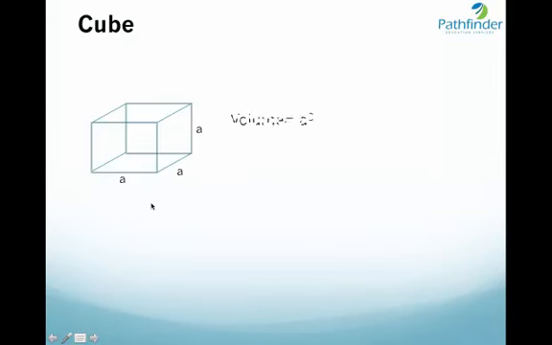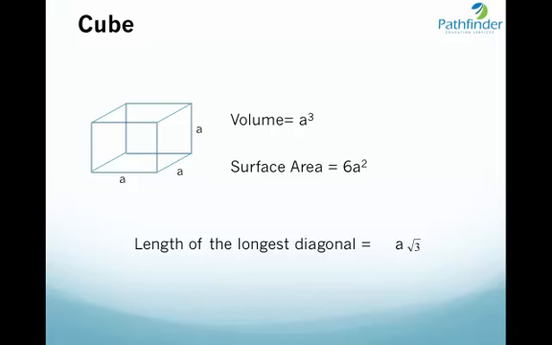Then we move on to cube. Volume of a cube is a cube, surface area is 6a square, and length of the longest diagonal of a cube is a under root of 3.